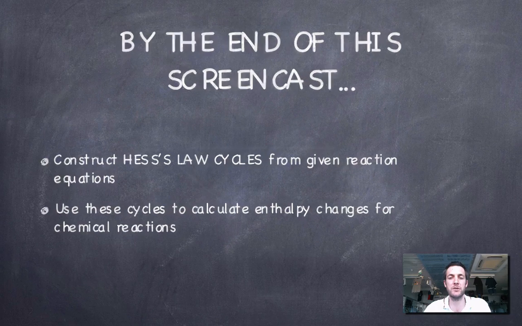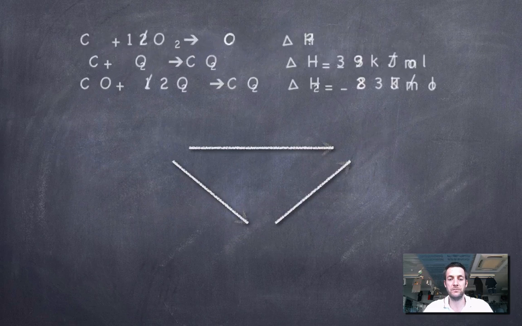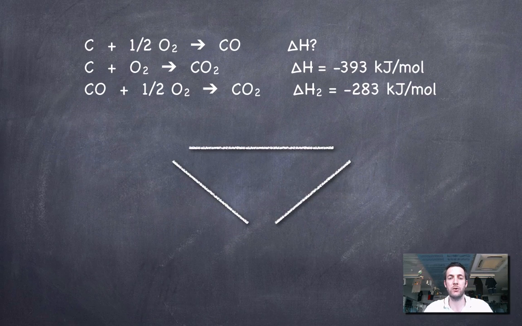Okay, now let's just have a very quick reminder before we start of what Hess's law is. Hess's law says that if I'm going from A to B, the energy change will be the same regardless of whether I go via C. So we can construct these cycles and know that the enthalpy change for a process is the same regardless of the route taken. Now, here are some equations that I'm going to turn into a cycle.